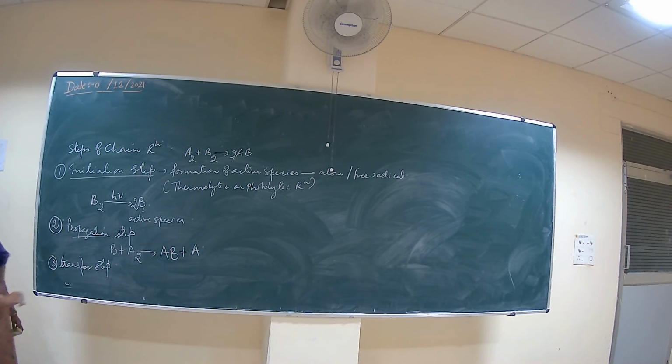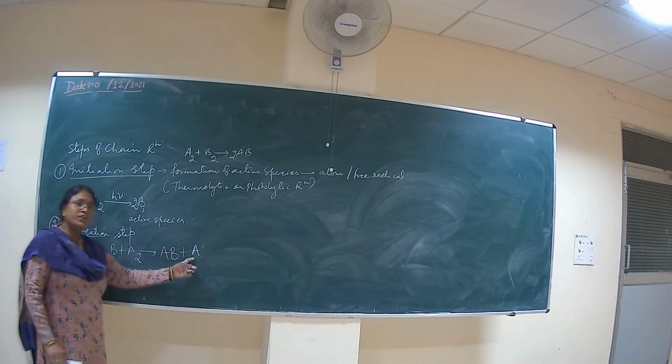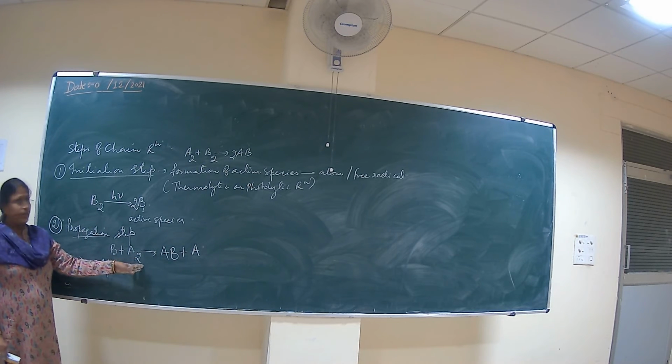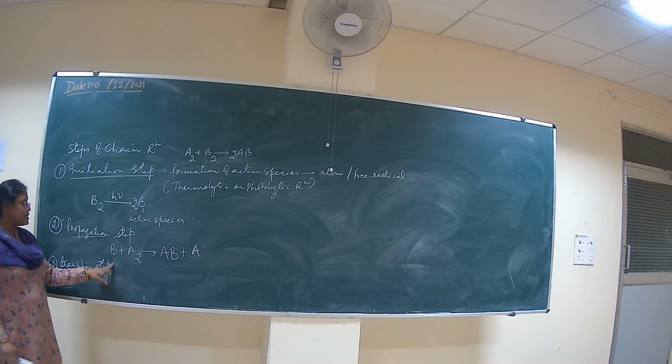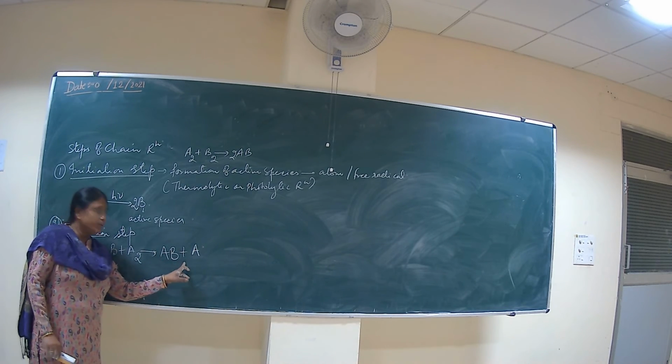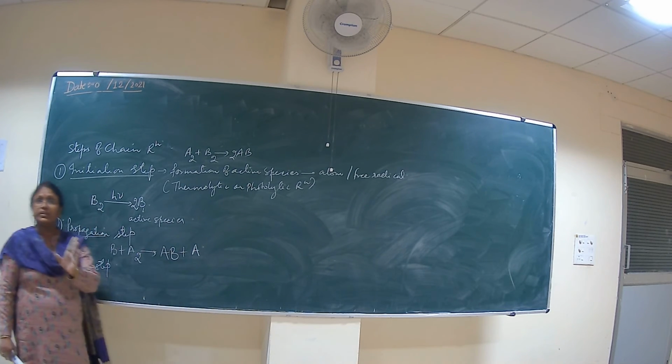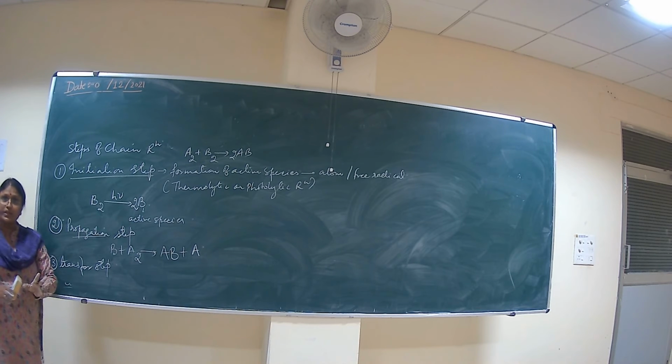Now in the transfer step there is a transfer of the chain carrier. ये हमारा B क्या है? B is a chain carrier which is taking the initiation to carry the chain in the forward direction for the formation of the product. Okay?